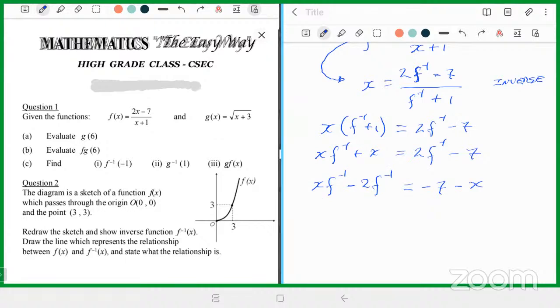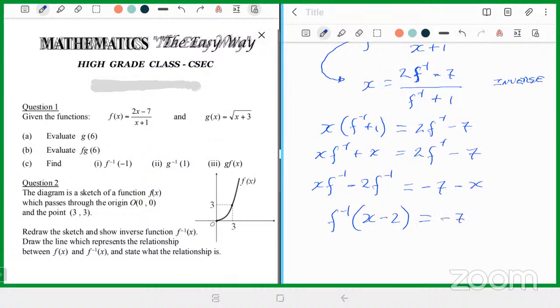We factorize it because we only want to see it one time. We want it only to appear once, so we can make it the subject. So we're going to factorize f to the minus 1. Out of this, we get that x. Out of this, we are left with a negative 2. And the right side remains the same.